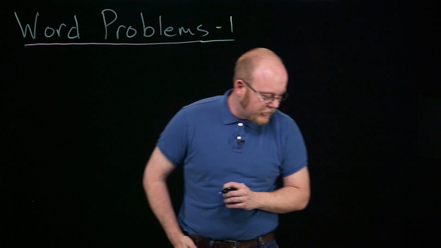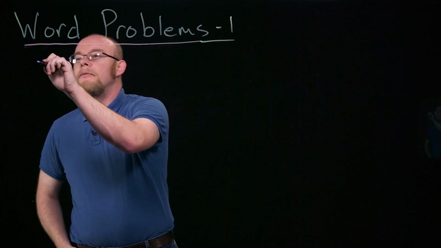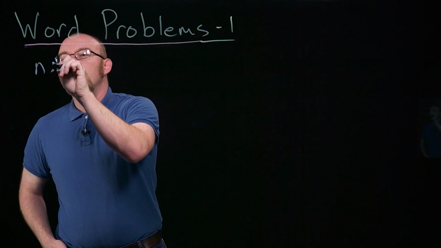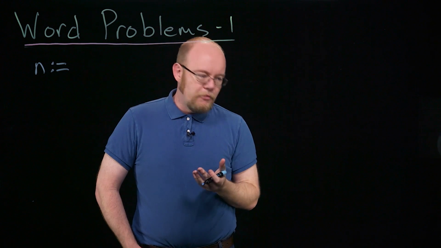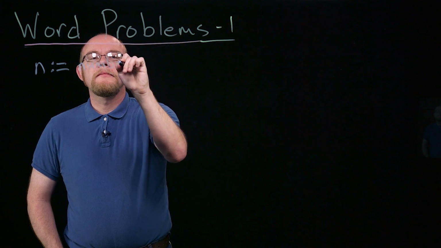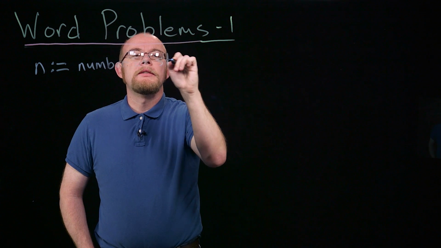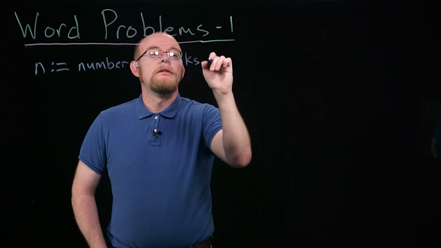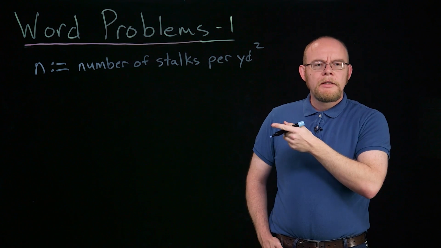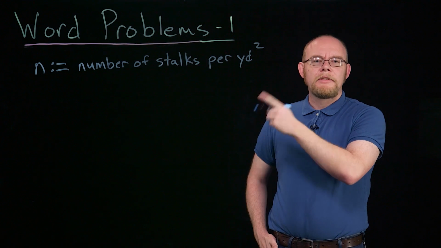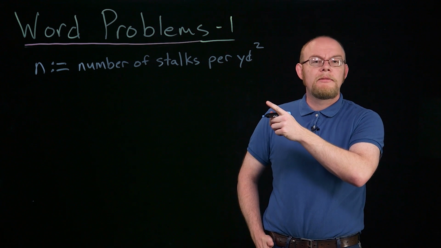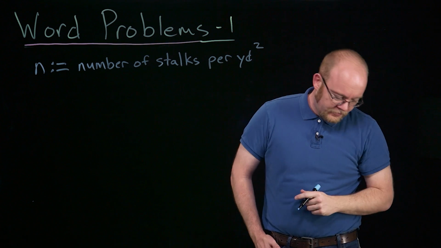Our dictionary first: we need to get an idea of what N is. I'm going to use the semicolon equals to refer to the name of what it is. So N; equals the number of stalks per yard squared. Now I wrote that down, so anytime I see N, I know it's related to the number of stalks planted per square yard, and anytime I want to say number of stalks planted per square yard, I go back to N.